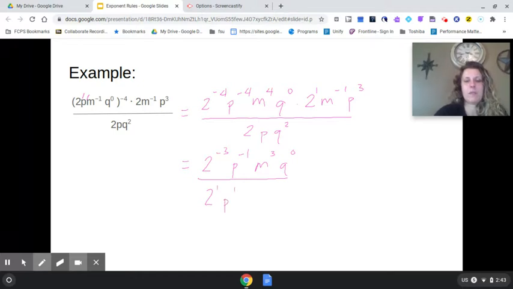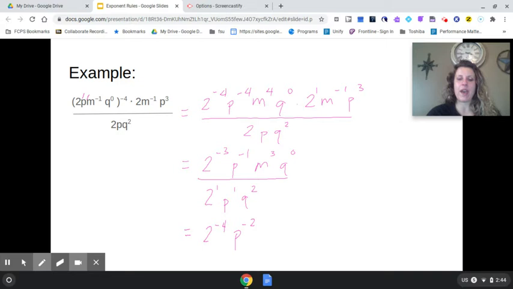Okay, I'm just copying that denominator back underneath there. Since we're dividing, again, we subtract exponents when we divide. So we have 2 to the negative third divided by 2 to the first. We would subtract those exponents and get 2 to the negative fourth, negative 3 minus 1. The next variable, we have p to the negative first divided by p to the first. Again, we would subtract those exponents. So negative 1 minus 1 is going to give me p to the negative second power.